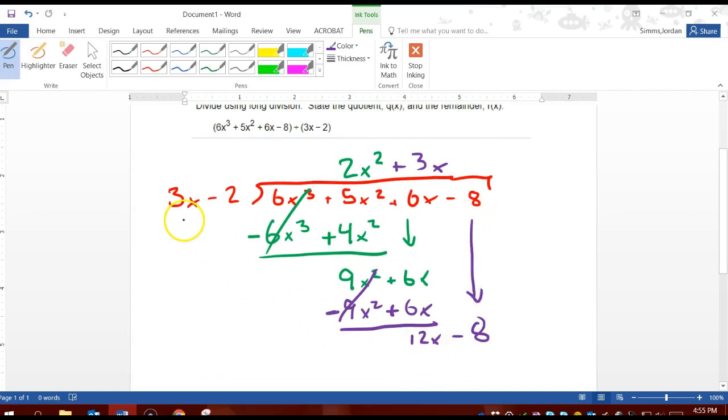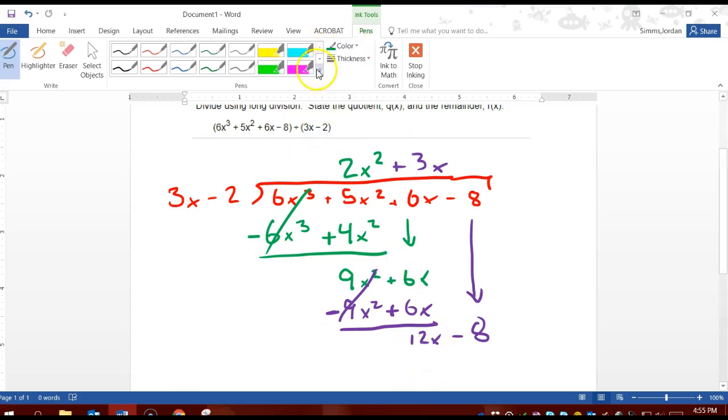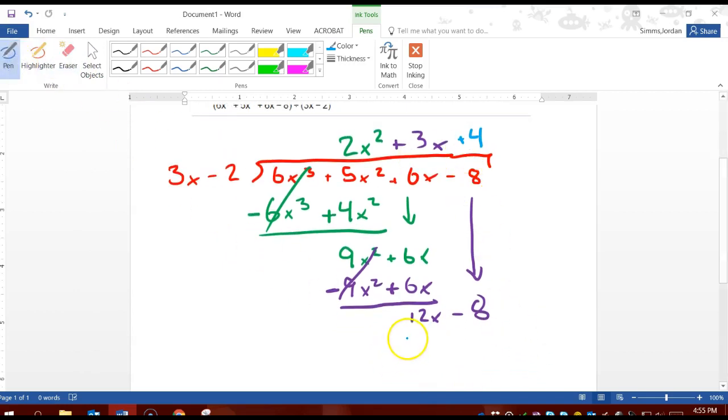What's 12x divided by 3x? Well, 12 divided by 3 is plus 4. And our x's are gone, so that's it. Again, now we'll just run that same play. 4 times 3x gives us 12x. Again, it's always the first term. We set it up that way. And we get minus 8. We'll do a sign flip. Plus plus. And we have no remainder.